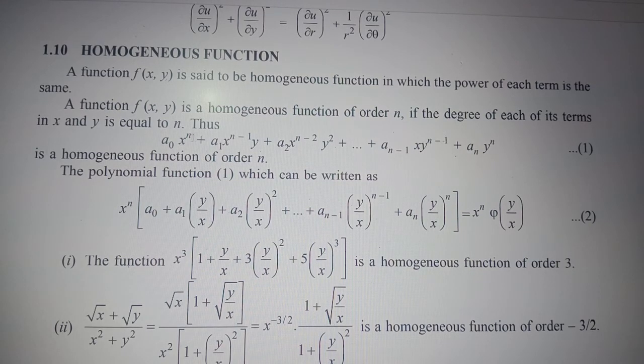So we are considering here that the degree of each of its terms in x and y is equal to n. A homogeneous function of order n means the degree of each term will be n. Here x power n minus 1, here y raised to 1. So the total degree, that is n minus 1 plus 1, is n. So each term follows this degree n, and that means a homogeneous function of order n.